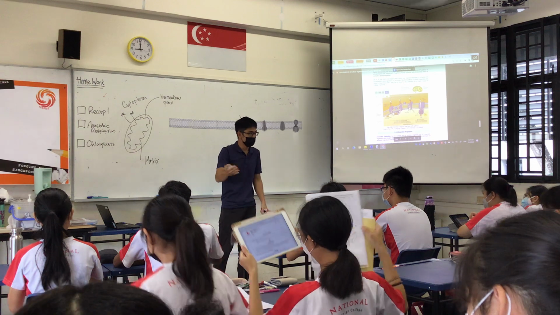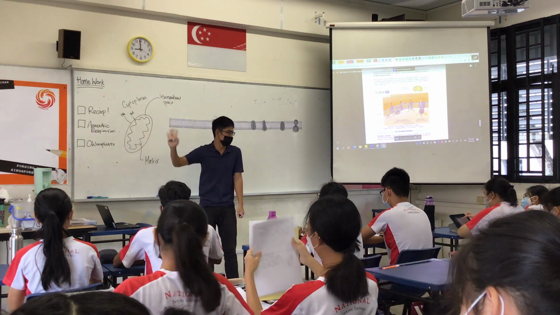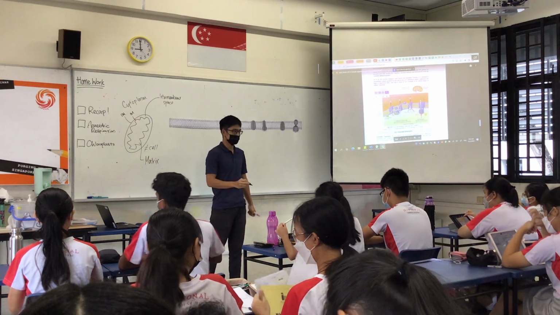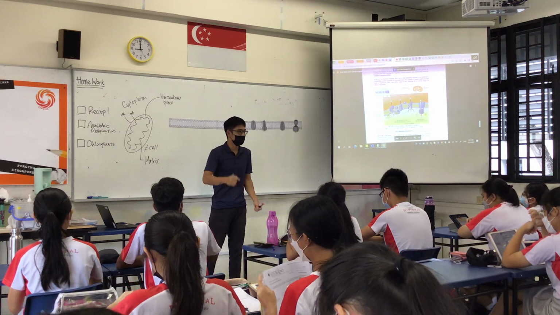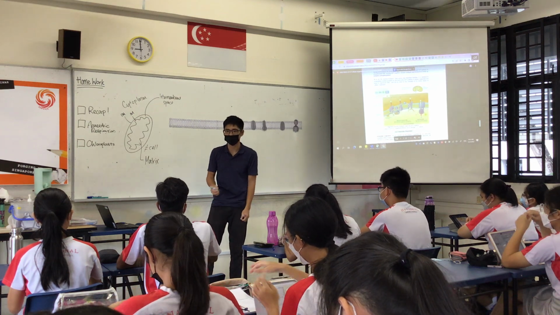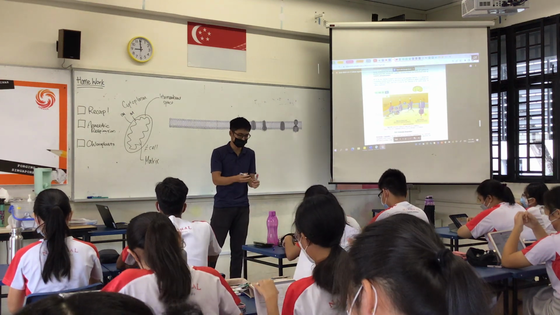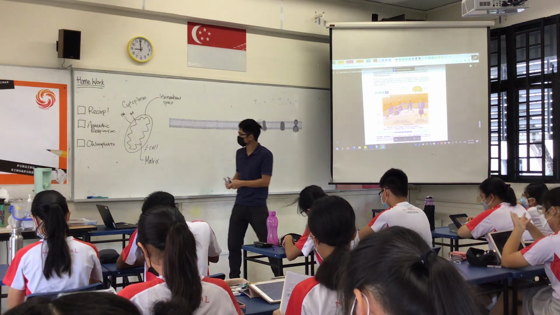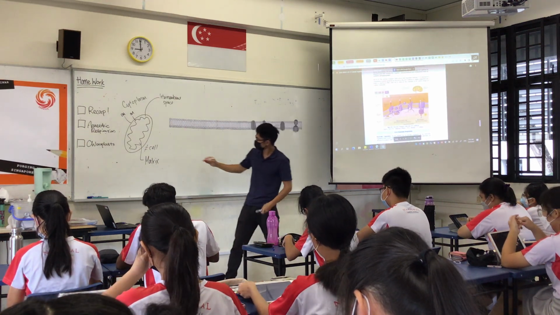Okay? Mind you, the mitochondria is not a cell. It is not a cell. It is found within a cell. The cell makes use of mitochondria to get all the ATP it needs, which is the currency for energy within a cell. So now let's zoom in.